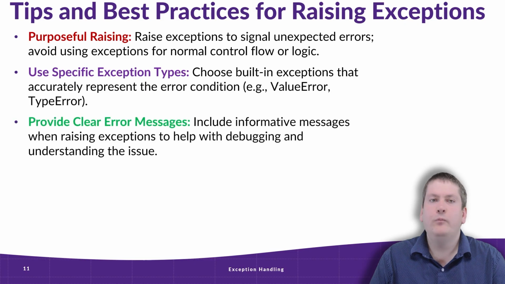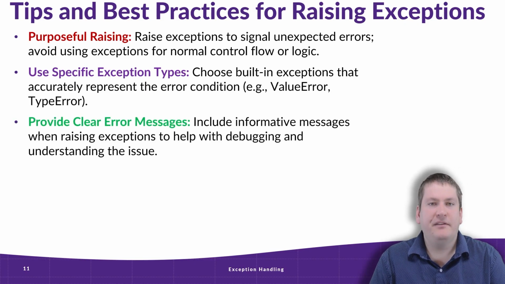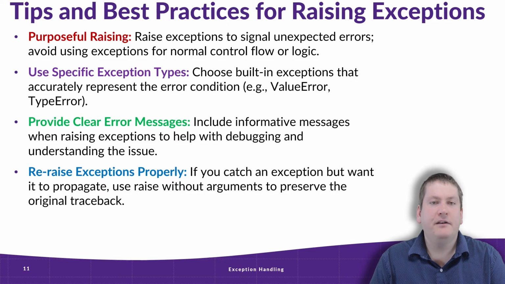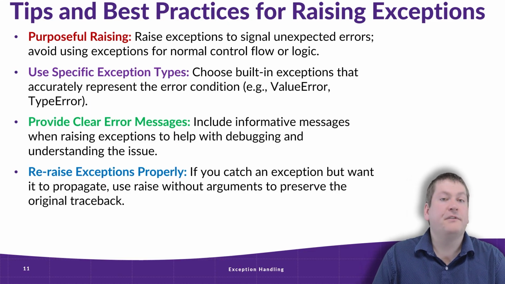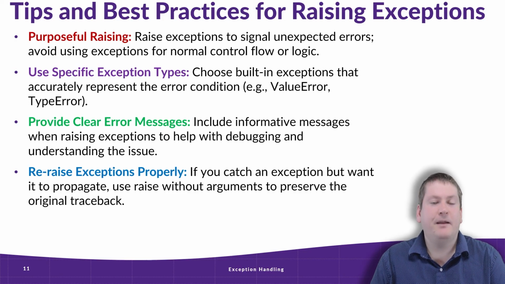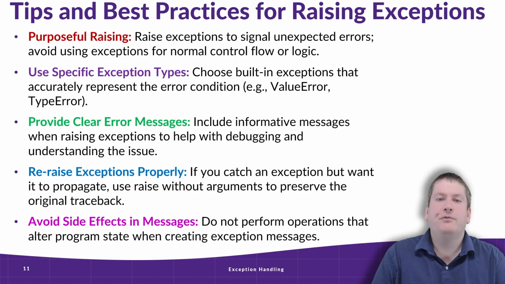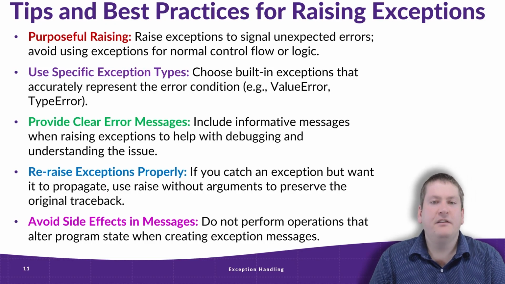The next tip is to provide clear error messages. We should always include an error message in our exceptions, and they should be meaningful so that the user of the program can understand them. Next, we want to re-raise exceptions properly. If you catch an exception but want it to propagate, use raise without arguments to preserve the original traceback information encoded in that exception. We never want to replace the exception with a new one because that means we're going to lose some of that traceback information. And lastly, we want to avoid side effects in messages. So don't perform operations that alter the program state when we're creating an exception message.